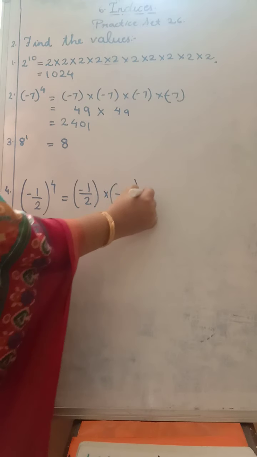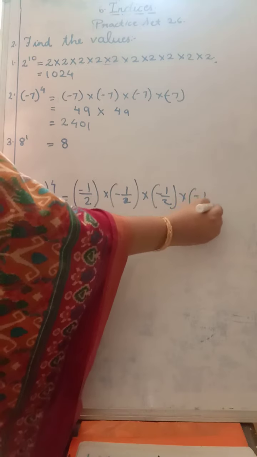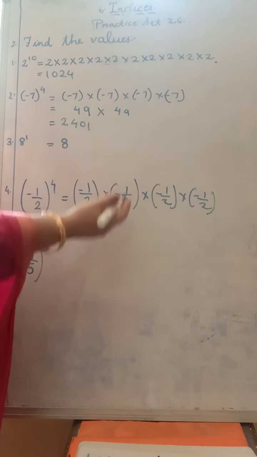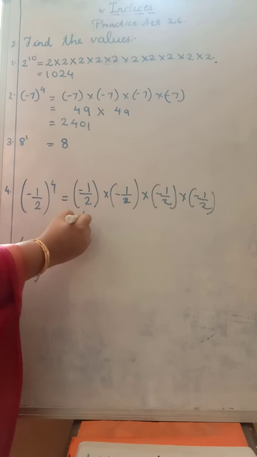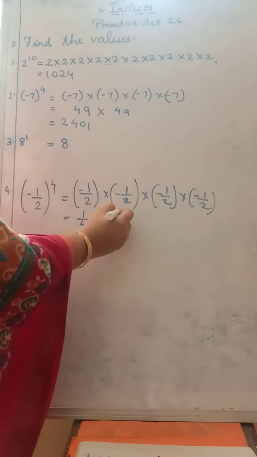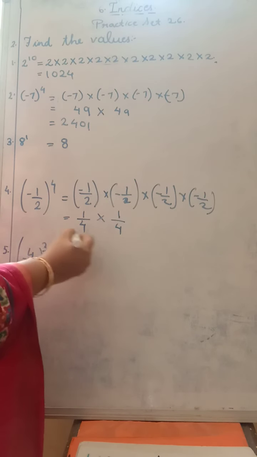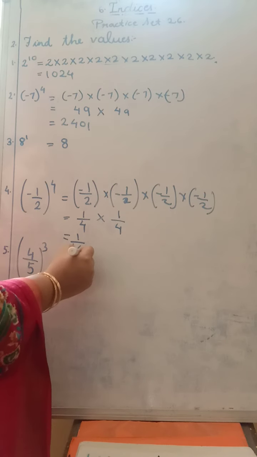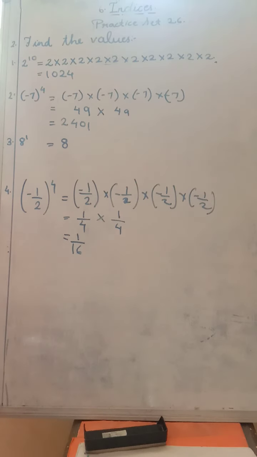See. Okay, now minus minus will become plus. So this answer we will write down first. 1 1s are 1, 2 2s are 4. Okay children, now we will multiply the next two. 1 1s are 1. Negative negative will become positive. 2 2s are 4 is equal to 1 1s are 1. 4 4s are 16. So the answer is 1 upon 16.